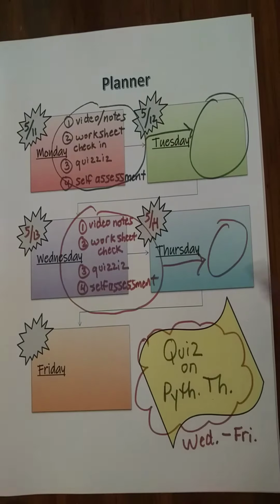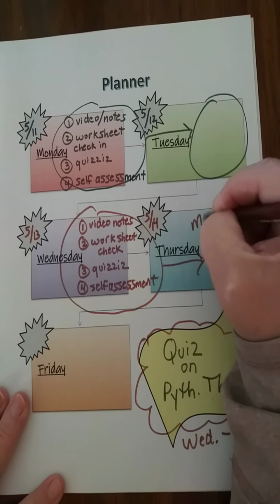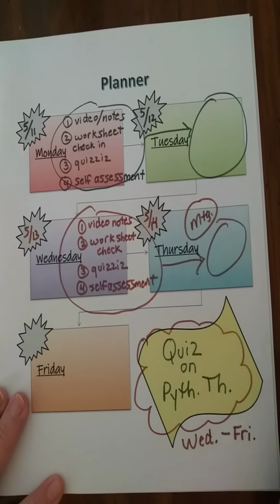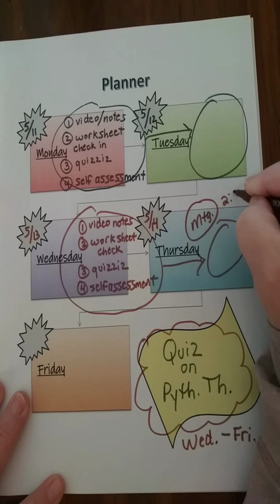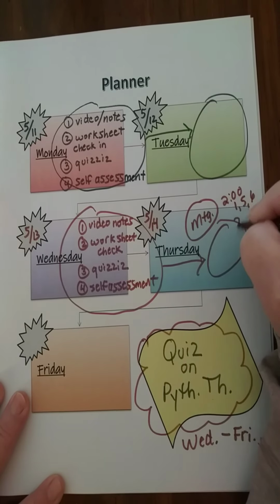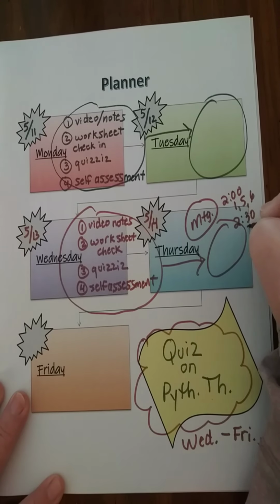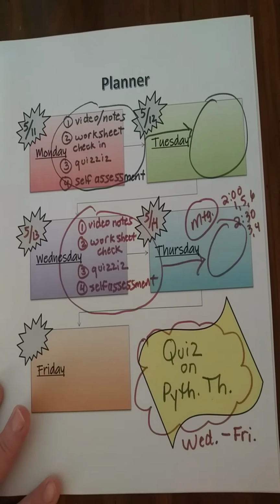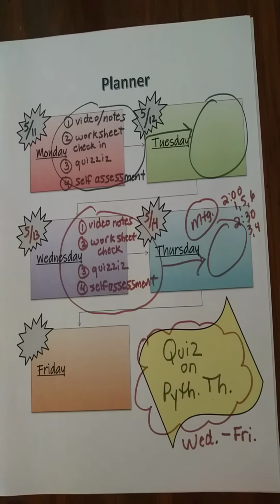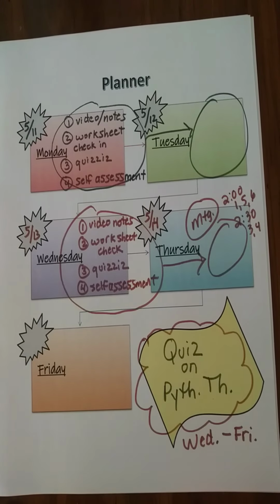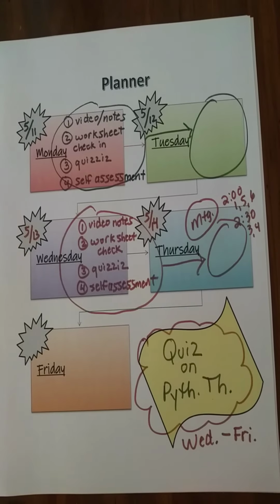Remember, we have a meeting on Thursday at 2 o'clock for hours 1, 5, and 6, and 2:30 for hours 3 and 4. That way Mr. Webster can join us. Those meetings are optional, but it is nice to see each other and just check in and say hi. If you have any questions, that's also a good time to ask questions, especially if you want to do that before you take the quiz.